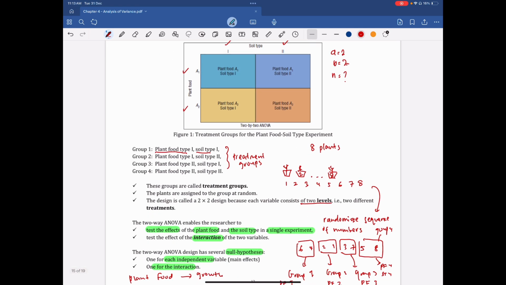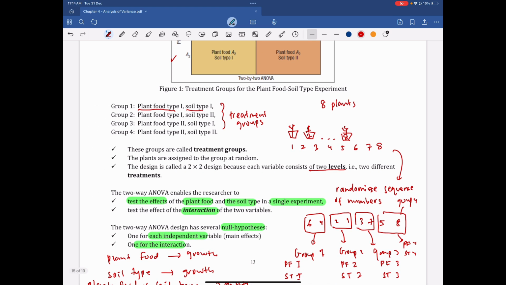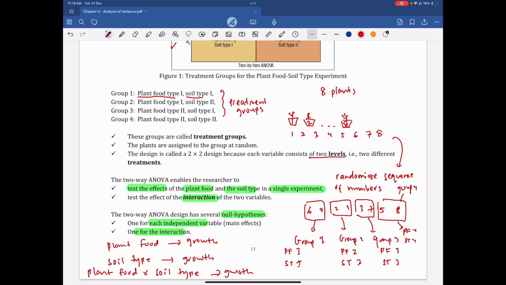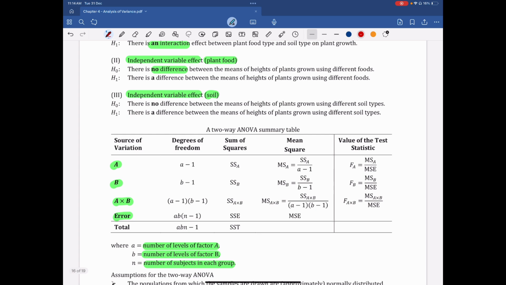Let's say that for this particular example, I have 8 plants, and for these 8 plants, I assign 2 random plants to each of the groups. So my N is actually equal to 2, because in each group there will be 2 plants, right? For this example, A equals 2, B equals 2, N also equals 2.